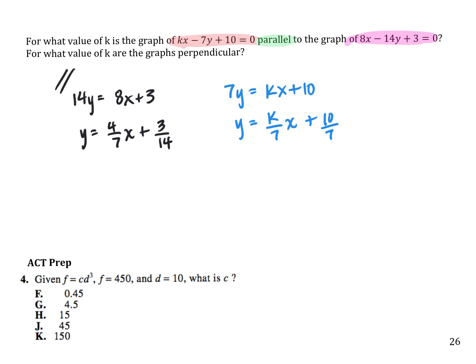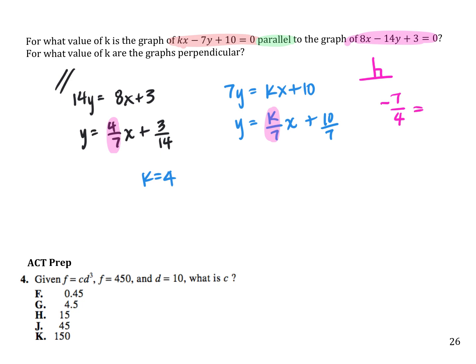If these two had to be parallel, what do you think my k needs to be? That one was pretty cut and dry, right? k has to be 4, then they're parallel. This is a little funkier. For the perpendicular, what would my slope need to be? Negative, or opposite. What is the opposite reciprocal of 4/7? Negative 7/4 has to be my slope.